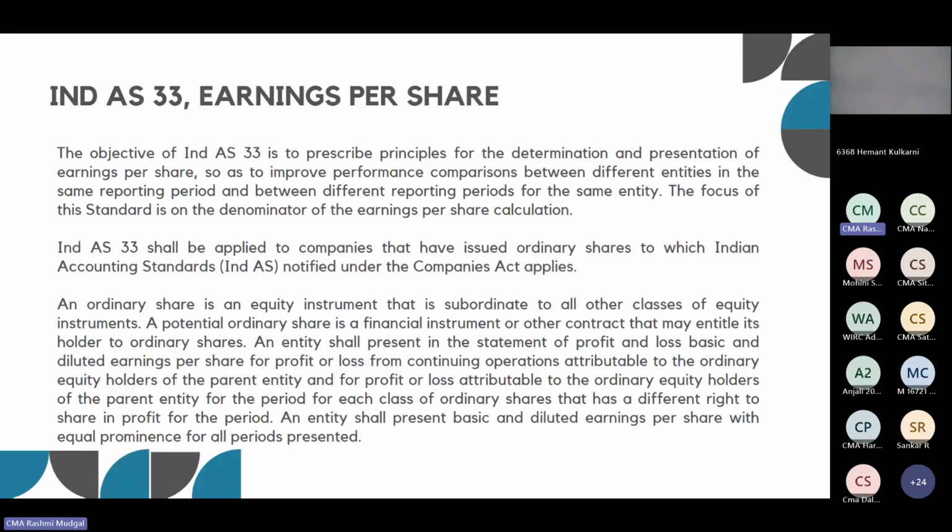An entity shall present basic and diluted earning per share with equal prominence for all periods presented, so that a person can take a good decision on why they should invest in the company. Are they making any profit? What is the cost of my share? What earning is the company making on the share, and what is the investment?